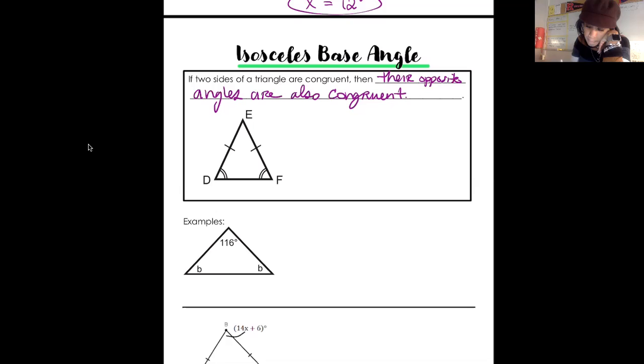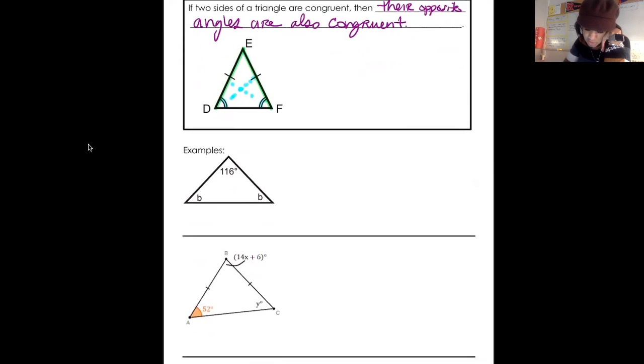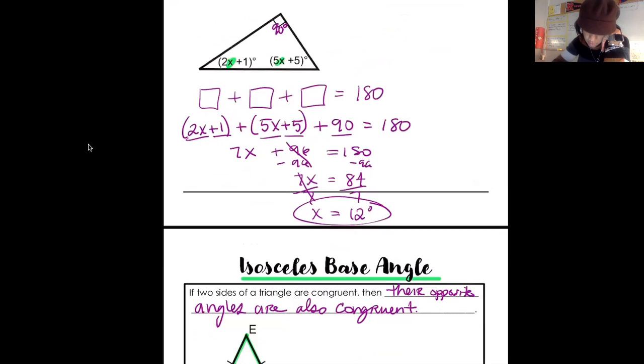So let's look here. We have, let me get my highlighter. We have side DE is congruent to side DF, right? So the angle opposite side DE is angle F. The angle opposite side EF is angle D. Those two angles are also congruent to each other based on this theorem, right? So let's look at some examples of what this would look like.